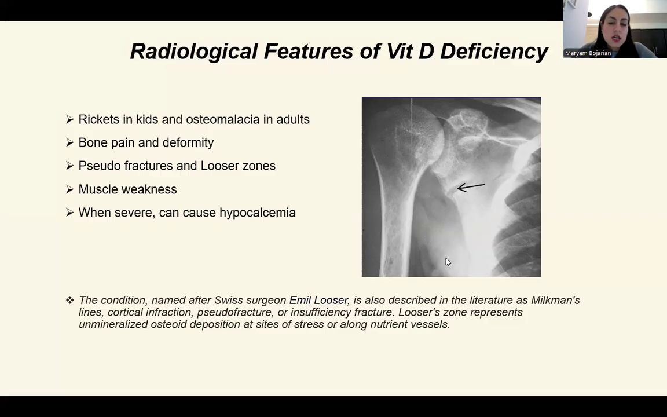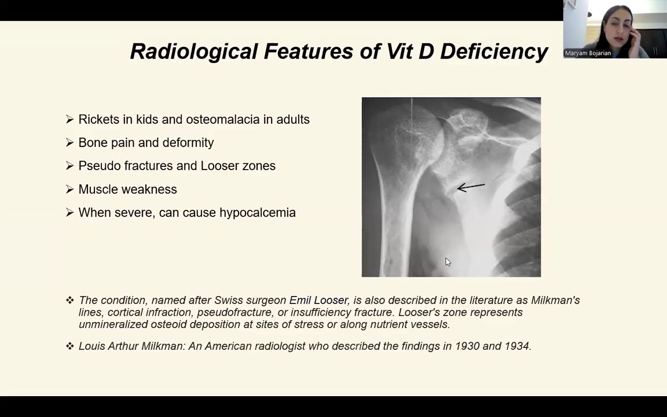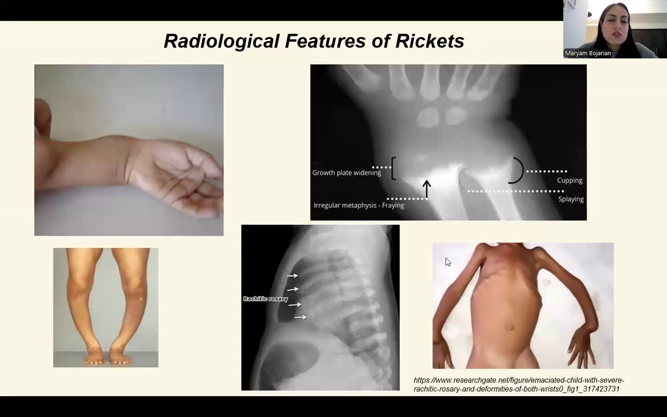Looser zones represent unmineralized osteoid deposition at sites of stress or along nutrient vessels. Sorry, Milkman is actually named after Louis Arthur Milkman, an American radiologist who described this finding in 1930 and 1934. Okay, and those are more radiological features.